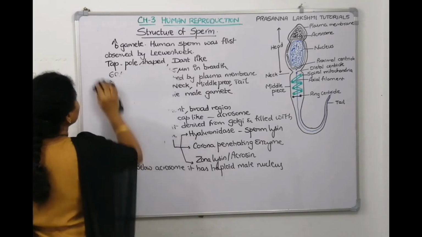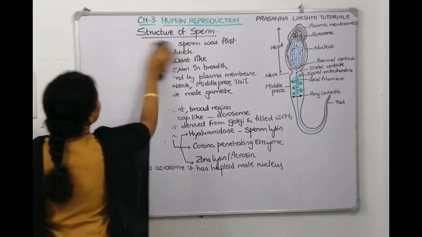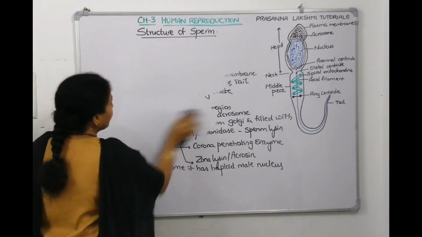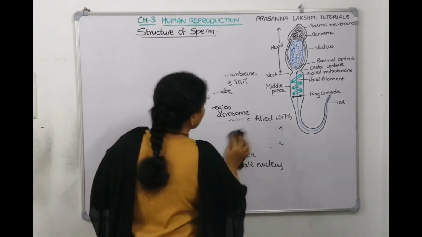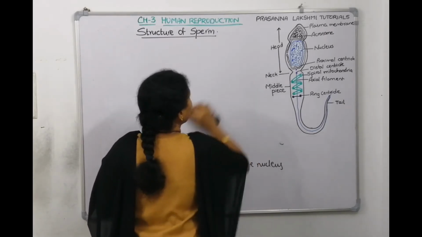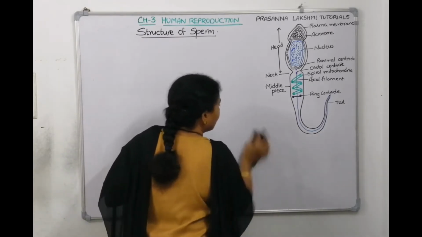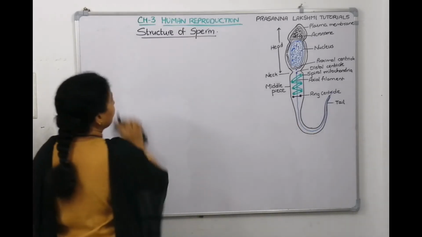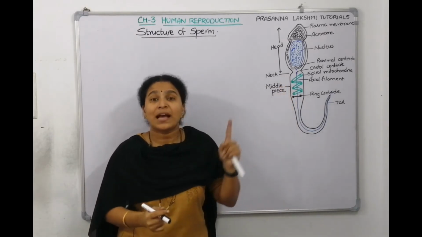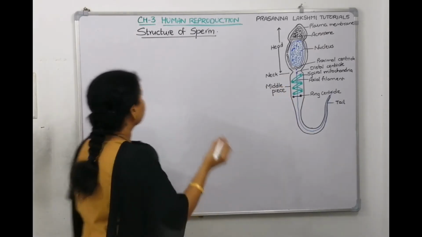Now, when we have to talk about the second region, what is the second region? It is a neck. It is very narrow, and where is the neck located? Between the head and the middle piece. And what can you see in the neck? There are 2 dots. What are they labeled as? Centrioles. A pair of centrioles are there in the neck region.